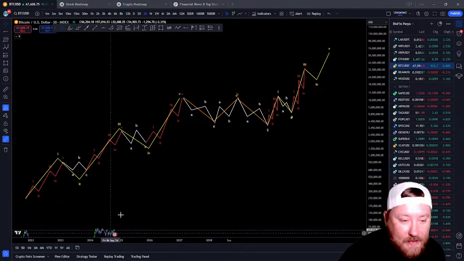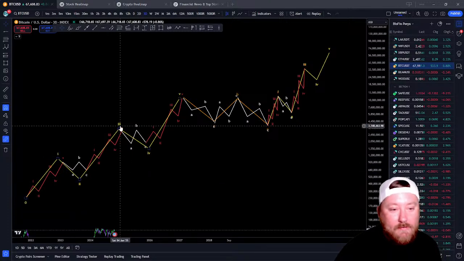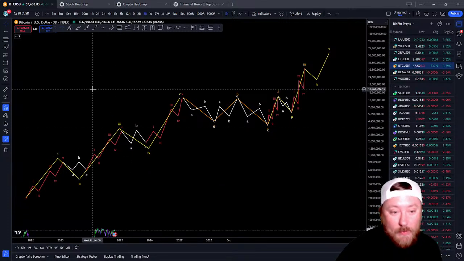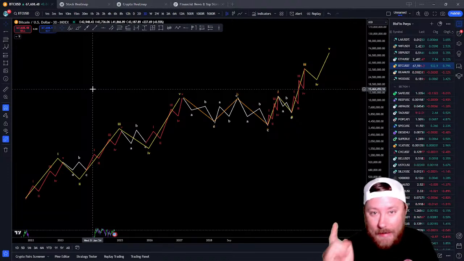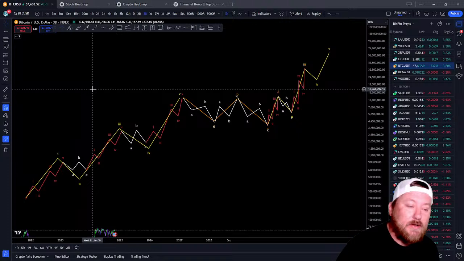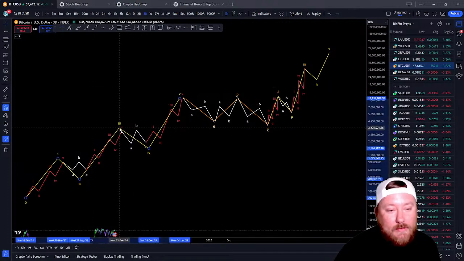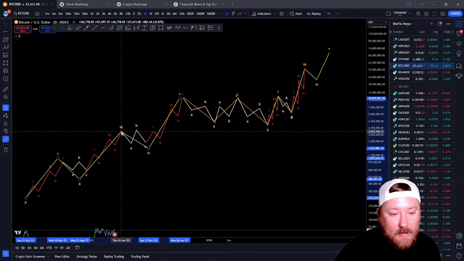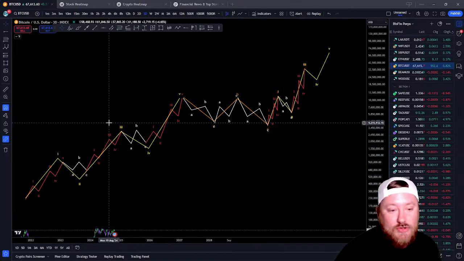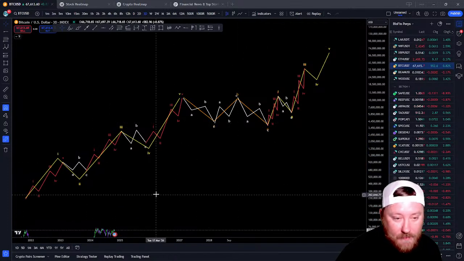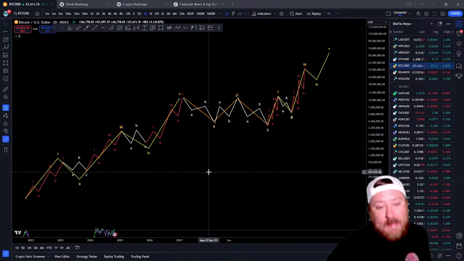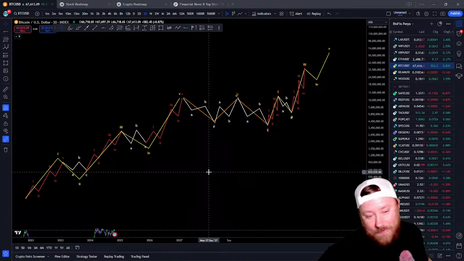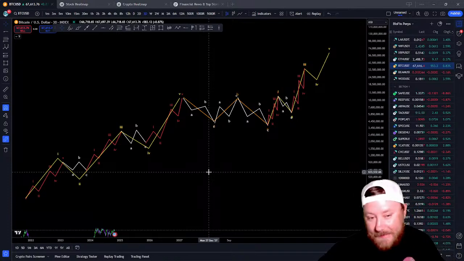Okay. Second rule: wave 3 cannot be the shortest wave. It does not have to be the longest, but it cannot be the shortest. So we want to see wave 3 not be the shortest wave in a 5-wave impulse. If it is the shortest wave, then it is likely that it is not a 5-wave impulse and it is a corrective structure.